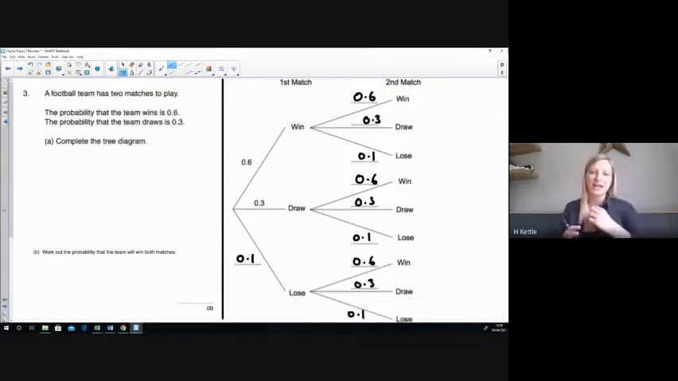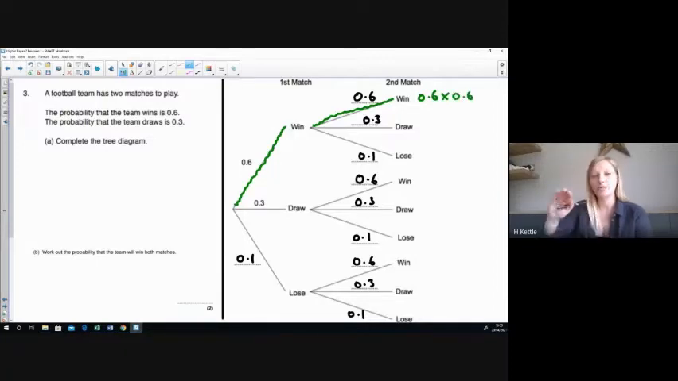You want to make sure all your branches add up to 1. And yeah, that's done. So then it says work out the probability that the team will win both matches. So all you need to do is think about what happens down each branch. If we want them to win the first match, then we want to go down that branch. And if we want them to win the second match, then we want to go down that branch. Now we times along the branches, and if we want more than one option, we would add those together. In this case, we just want them to win both matches. So it's going to be 0.6 times 0.6. So you're timesing along the branches.